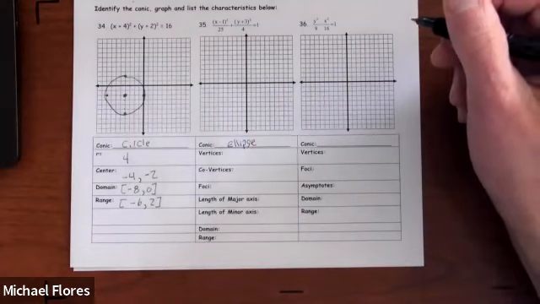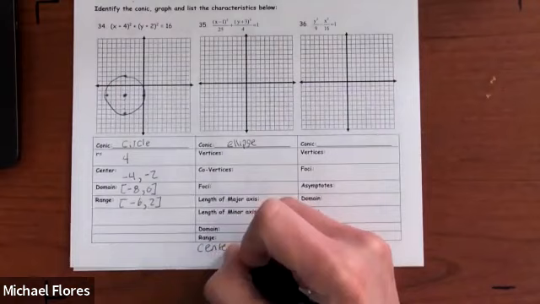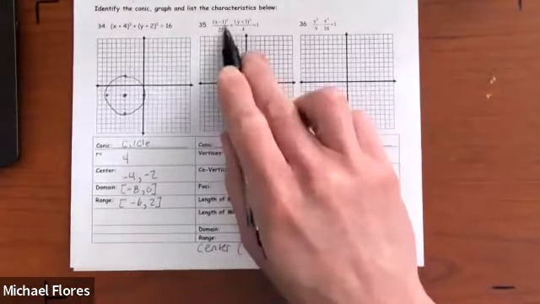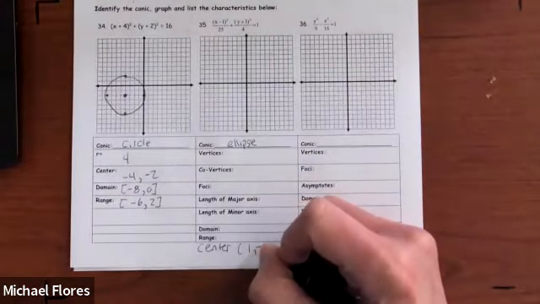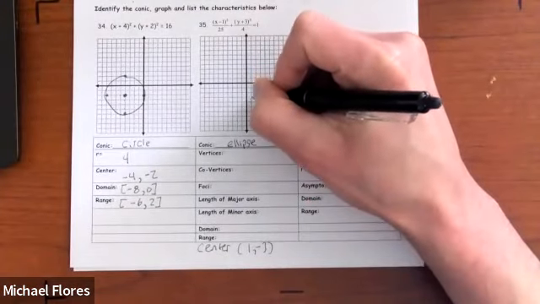I'm going to go ahead and plot the center. It doesn't tell us to list the center, but I like having that information. Our center is going to be (1, -3). So right 1, down 1, 2, 3.